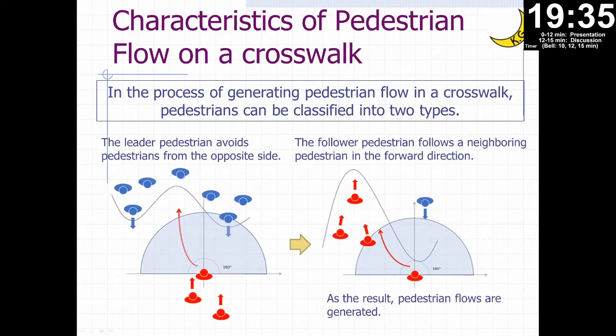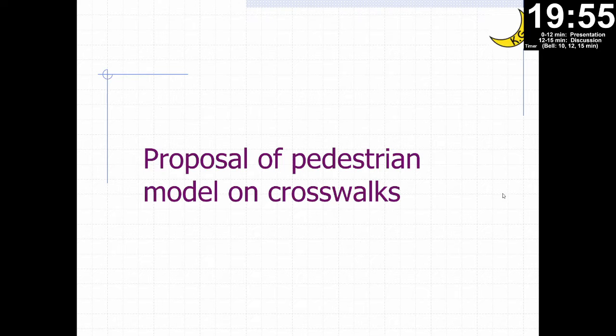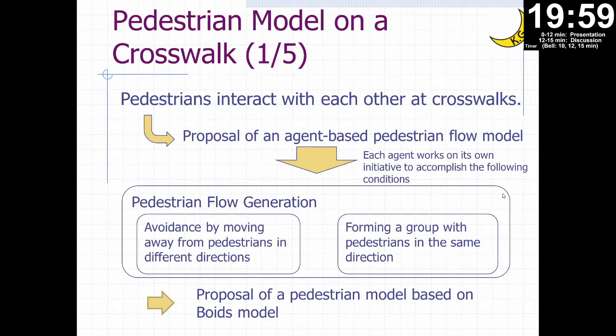From this explanation, in the process of generating pedestrian flow in a crosswalk, pedestrians can be classified into two types: the leader pedestrian like this, and the follower pedestrian like this. As a result, pedestrian flows are generated. Okay, I propose a pedestrian model on crosswalks. Pedestrians interact with each other at crosswalks, so we propose an agent-based pedestrian flow model.